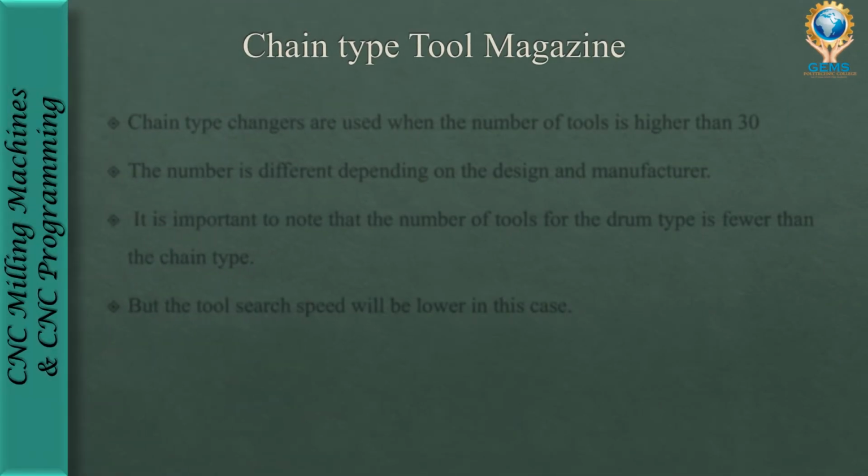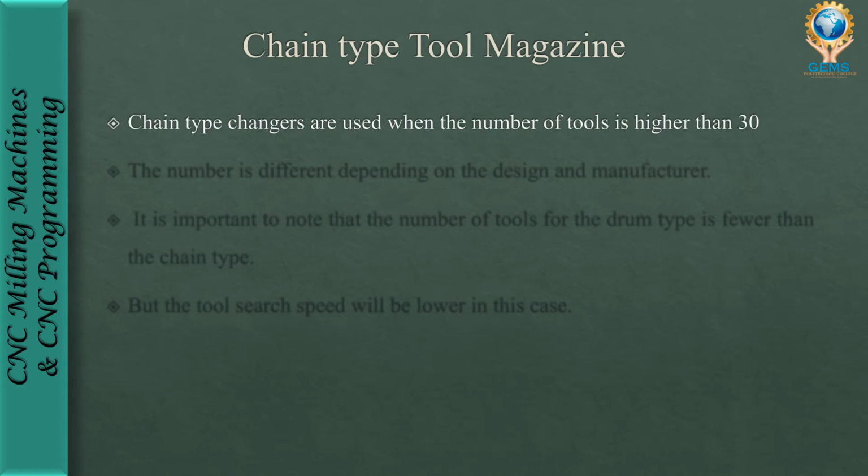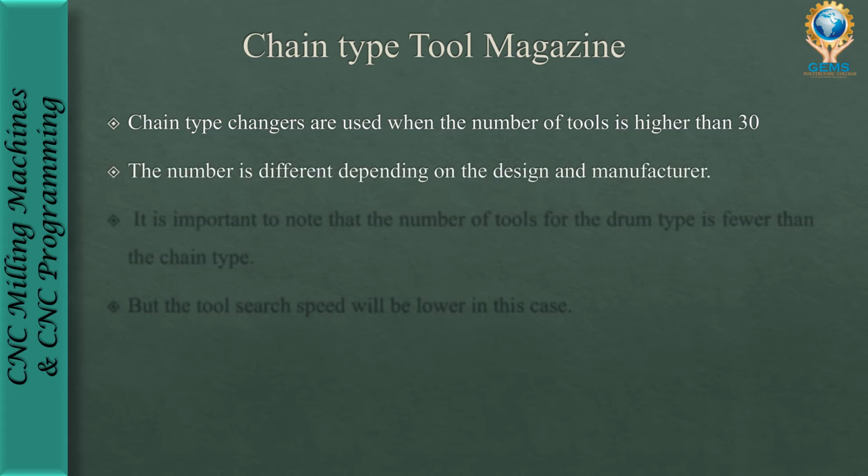Now comes the chain type tool magazine. Chain type changers are used when the number of tools is higher than 30. If the number of tools stored is more than 30, we go for the chain type changers. The number is different depending on the design and the manufacturer.